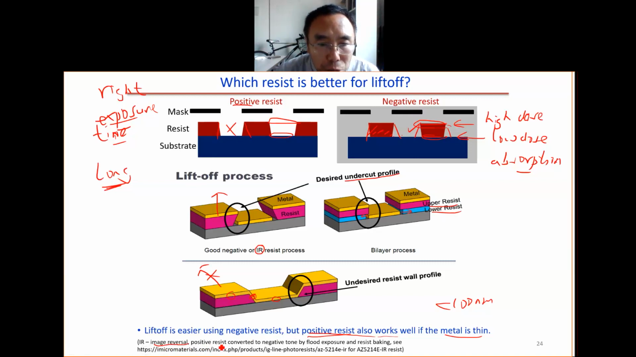That means a positive resist is converted to negative tone by the flood exposure and the resist baking. If you want to know more about this image reversal IR resist, this is the one, AZ 5214E IR. You can look at this website to see the properties of this image reversal resist. This is actually a popular resist because this one works both as a positive resist and a negative resist.